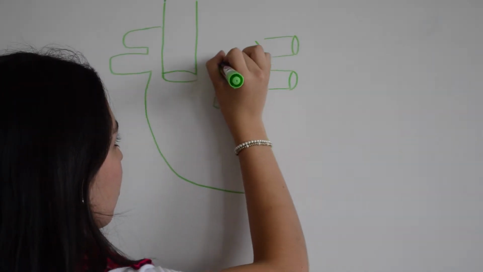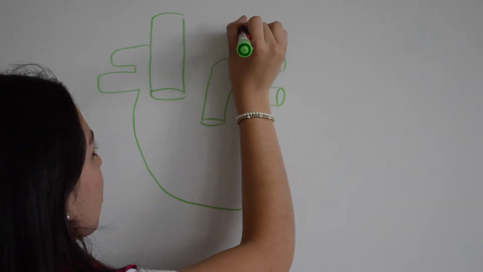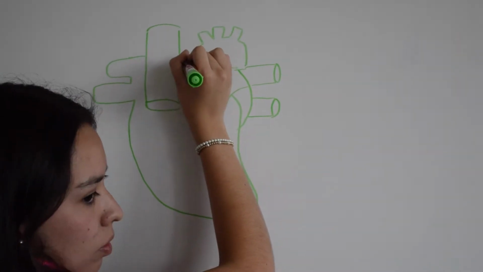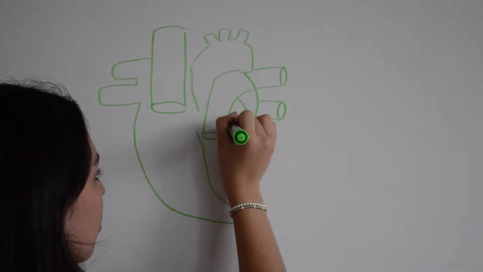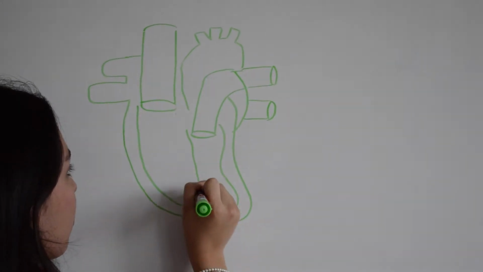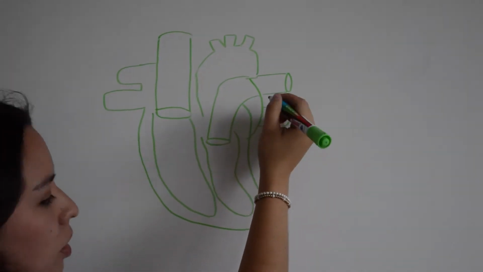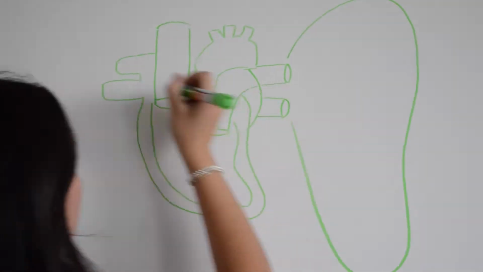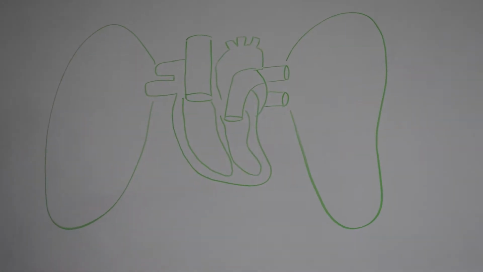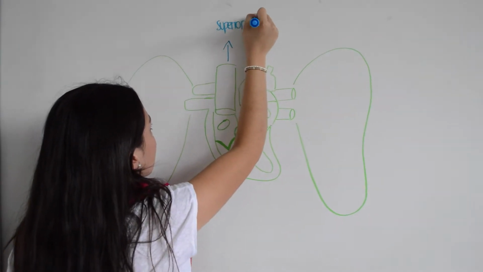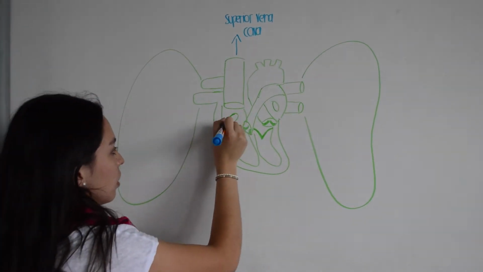The wall dividing the left and the right sides of the heart is called the septum, and the semilunar valves prevent expelled blood flowing back into the heart. The bicuspid or mitral valve is also there, and the tricuspid valve. These two valves prevent blood flowing back into the atria from the ventricles.